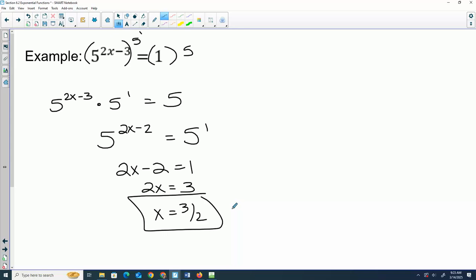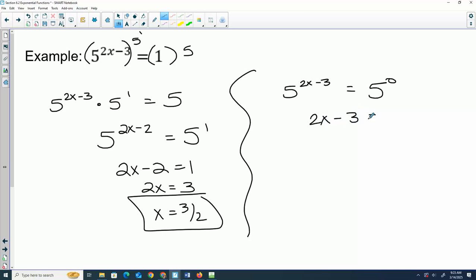If you didn't multiply the 5, and you instead just try to get a common base, how would you rewrite 1 as 5 to some power? 5 to what power equals 1? 0. Anything to the 0 power becomes 1. And so you could write 1 as any base you needed just to the 0 power. And if you work that out, you get the same answer. So 2 different strategies, but both work.